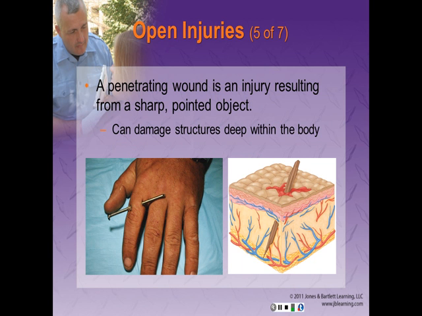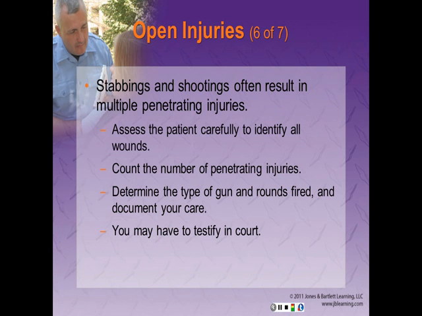A penetrating wound is an injury resulting from a sharp-pointed object, such as a knife, an ice pick, a splinter, or a bullet. These objects can damage structures deep within the body and cause unseen bleeding. If the wound is to the chest or abdomen, the injury can cause rapid fatal bleeding. Stabbings and shootings often result in multiple penetrating injuries.